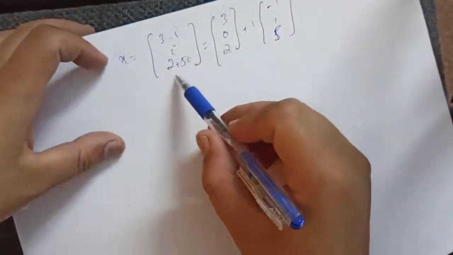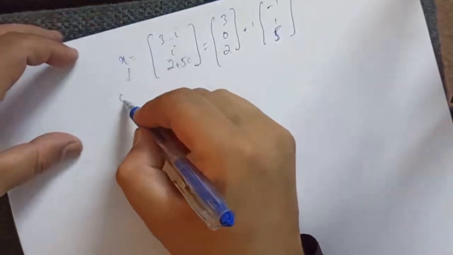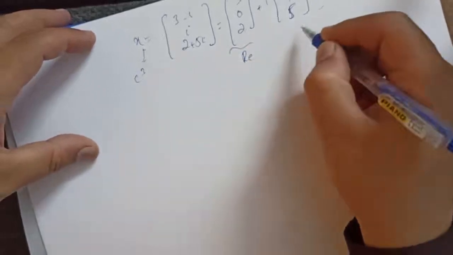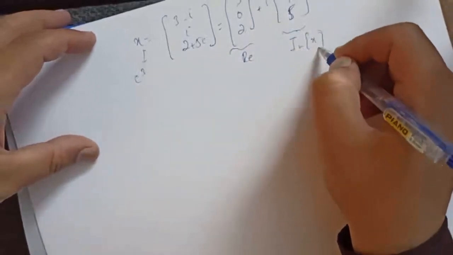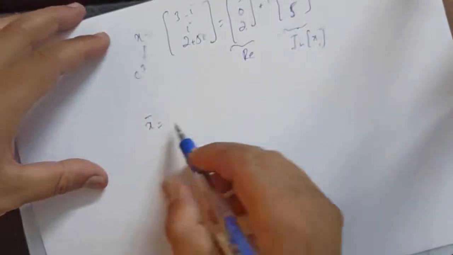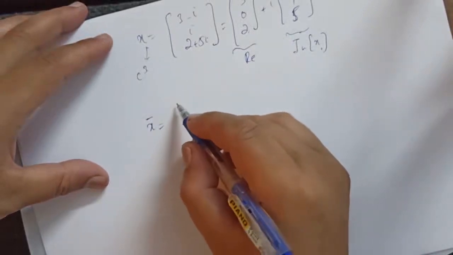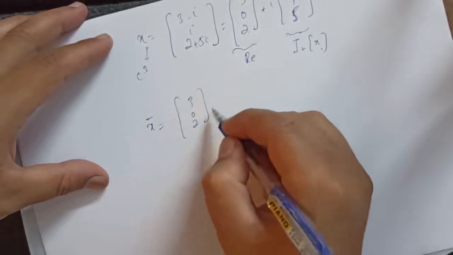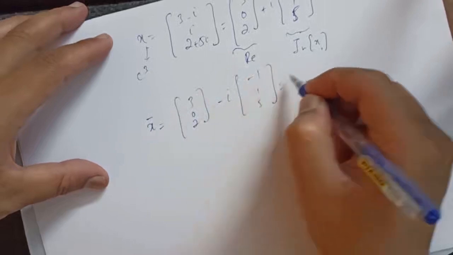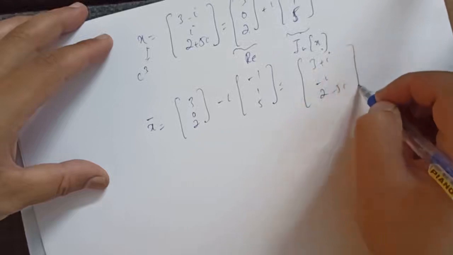So if I say x is a complex vector in complex space C^3 over here, it means this is the real part of x and this is the imaginary part of x, right? And then we still have an x bar, which is the conjugate of x, nothing but (3, 0, 2) and of course minus ι(-1, 1, 5), and this is (3 + ι, -ι, 2 - 5ι).